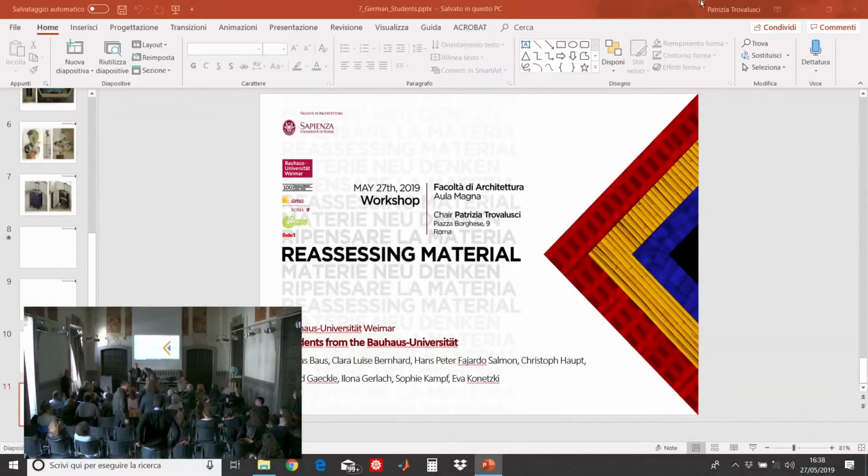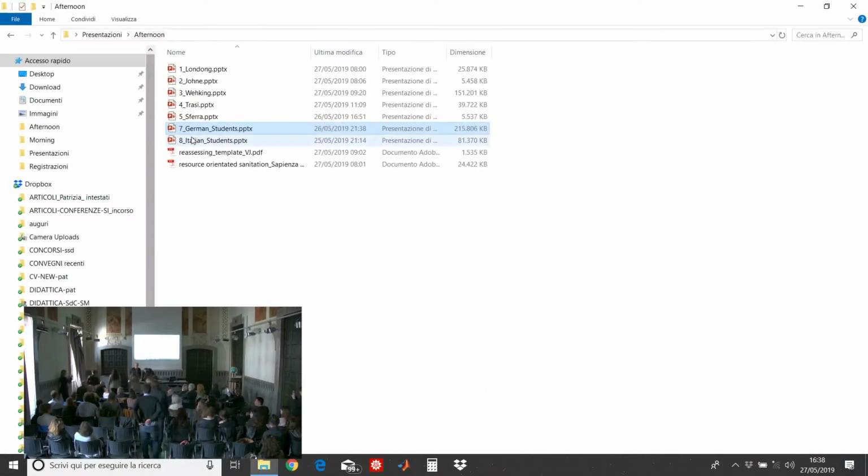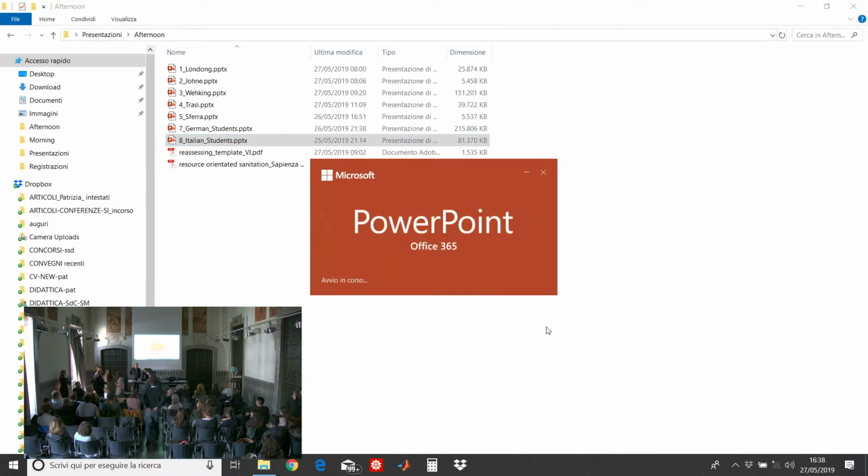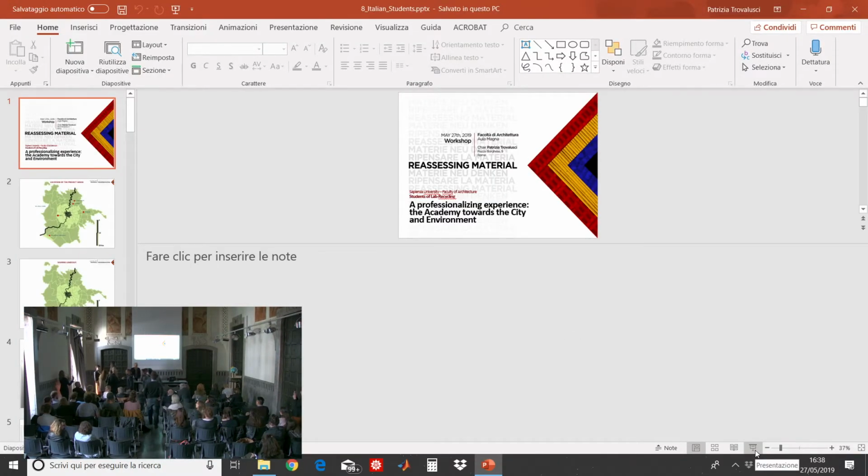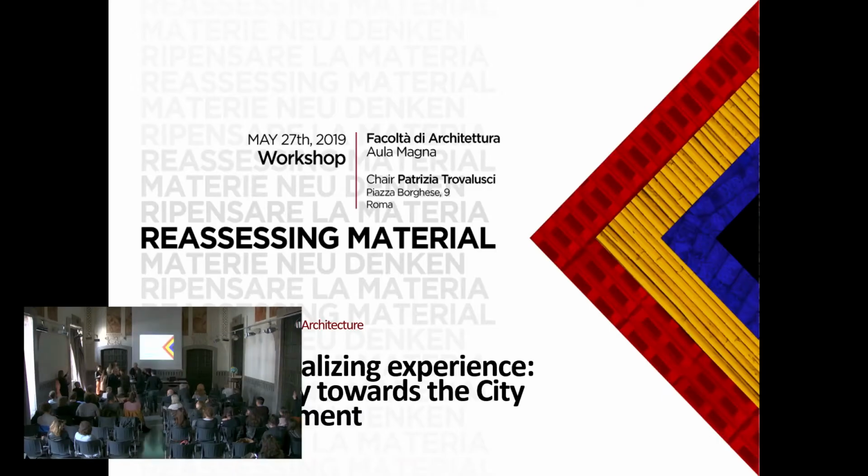And last but not least, I want to invite these students from Sapienza. They are graduated students from the atelier lab recycling that I introduced this morning, and the students will show their projects elaborated during this experience in connection with the municipal hygiene company of Rome, AMA.